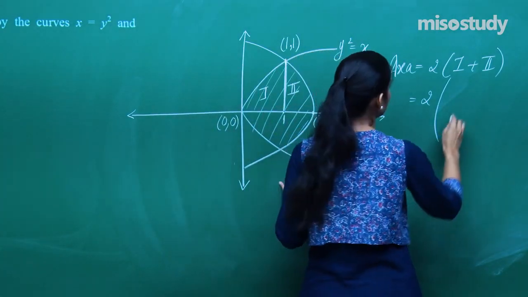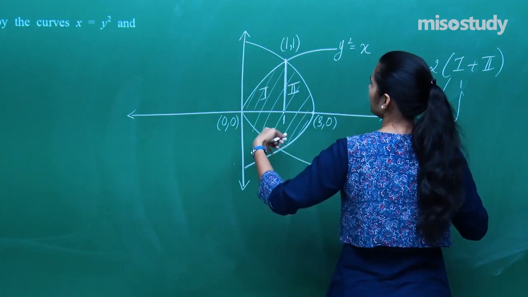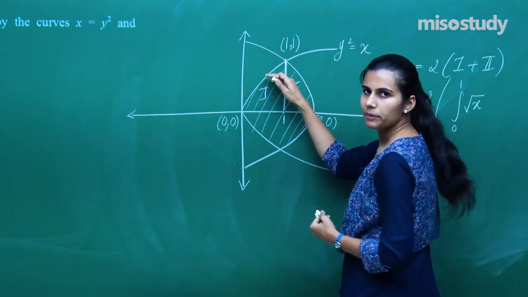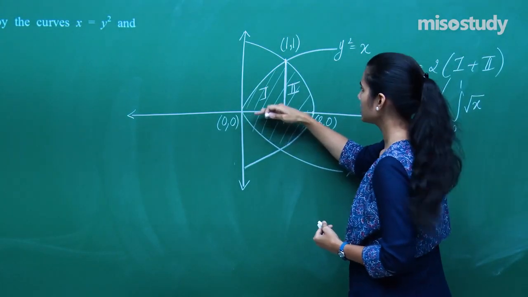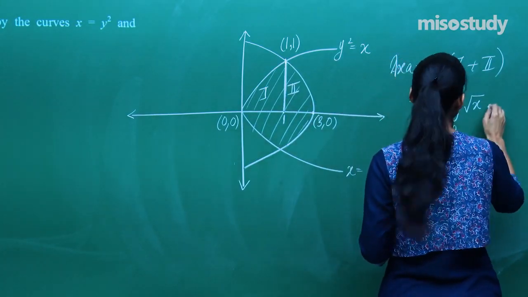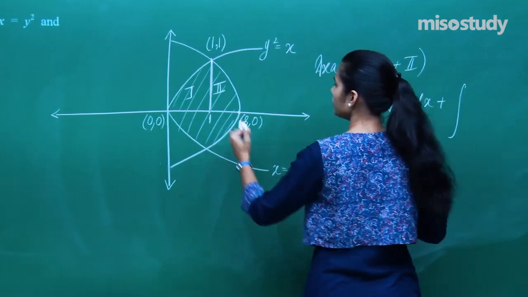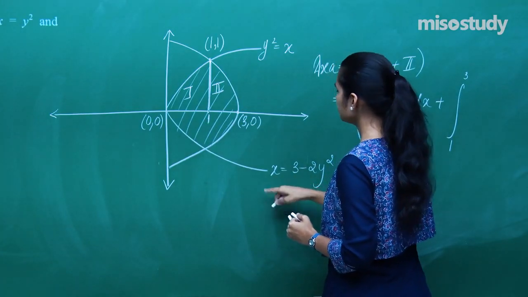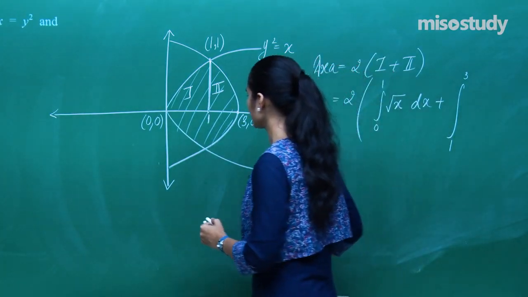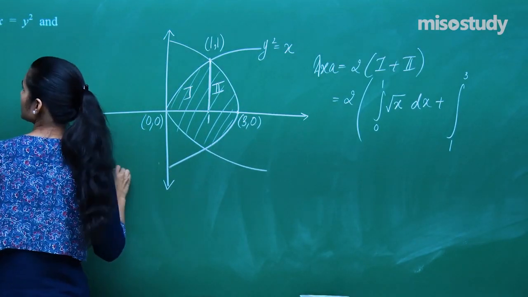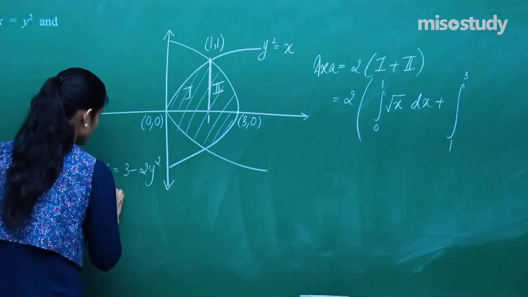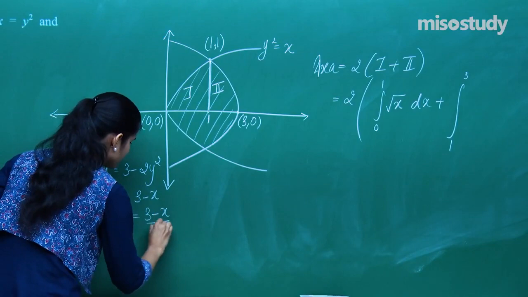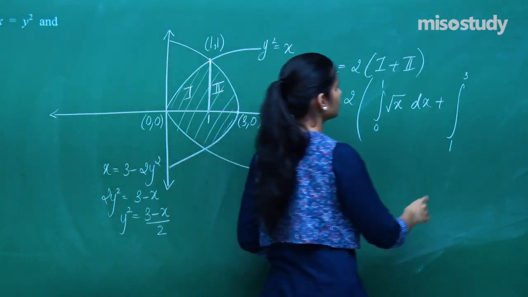Fine. So you get from 0 to 1, upper minus lower. So you get y is root x. I'm not taking upper minus lower because I'm just restricting myself to the x-axis. So it is root x dx, plus integral from 1 to 3. What is this curve? It is not this curve, it is actually this curve. What is this? x equals 3 minus 2y square. So 2y square is 3 minus x. y square is (3 minus x) by 2. y is under root (3 minus x) by 2.